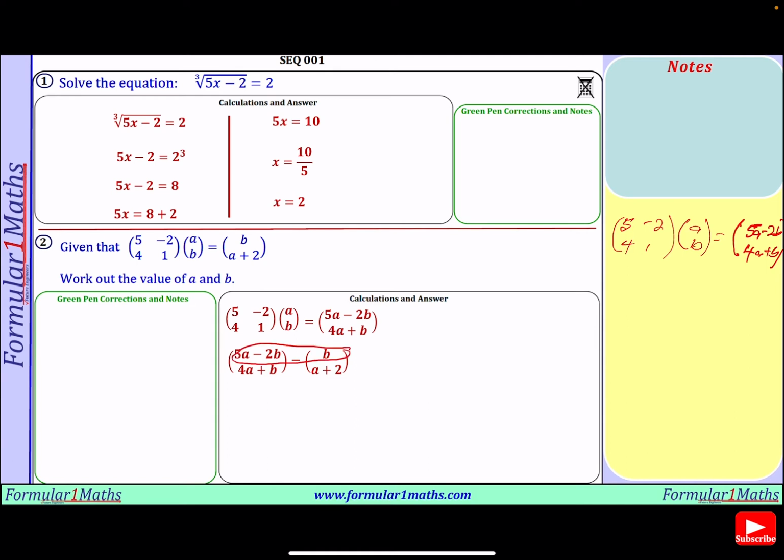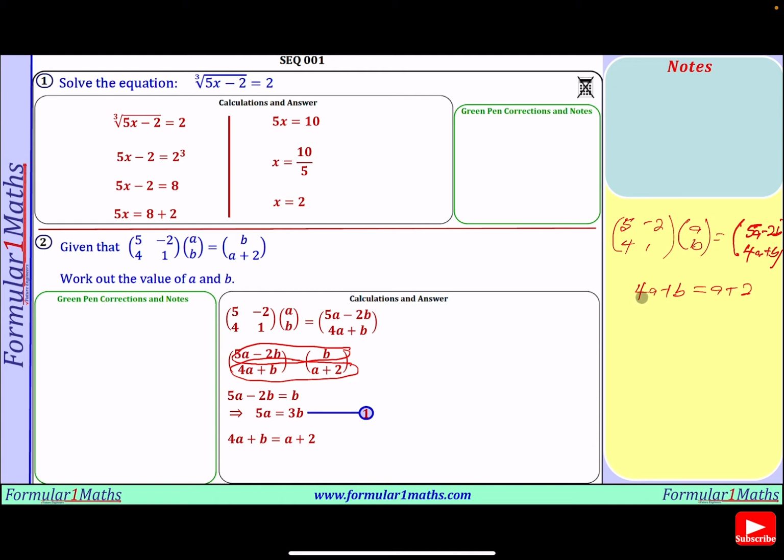Now the top row will be 5a minus 2b equals b. This implies that 5a is equal to 3b. Then we can label it as equation 1. Now for the bottom row, we equate them again to get 4a plus b is equal to a plus 2. Then rearrange to make b the subject. So you're going to get 4a plus b equals a plus 2.